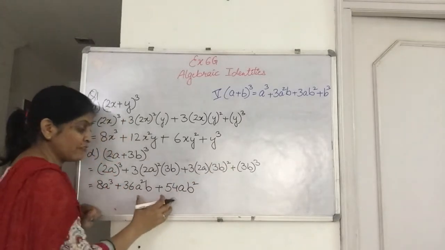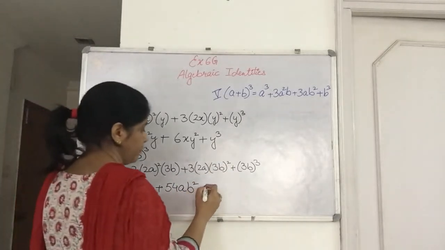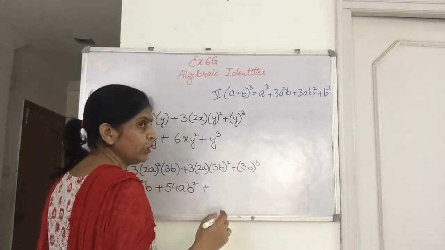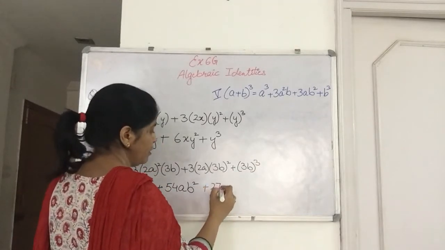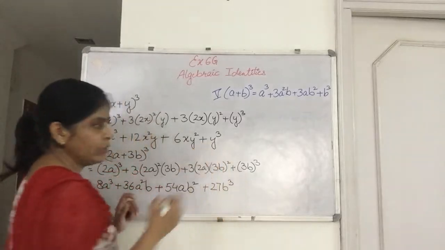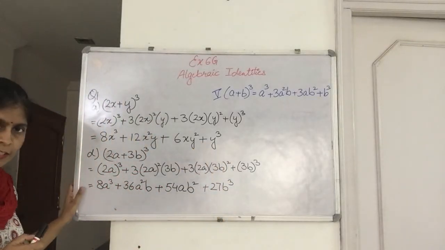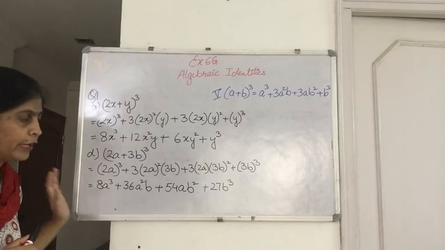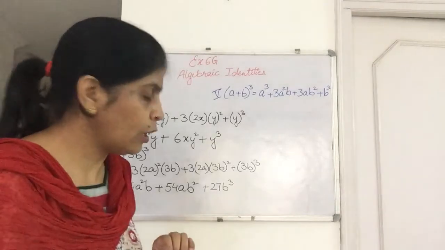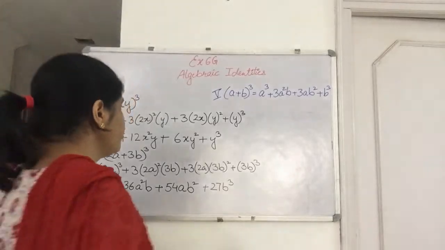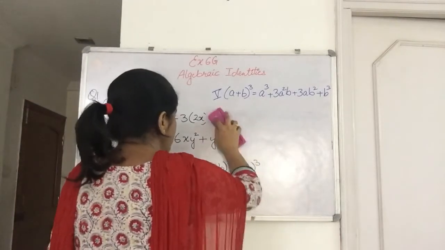Students, these two variables will never be the same. Just remember 3 cube, 3 into 3 into 3, so it will be 27 b cube. This is the way you will do the sum based on this. Clear all of you?